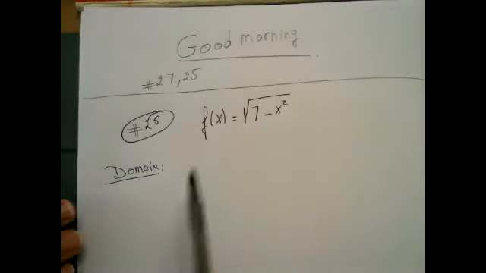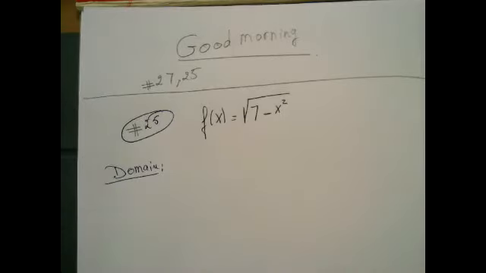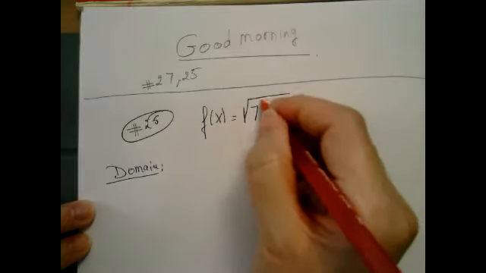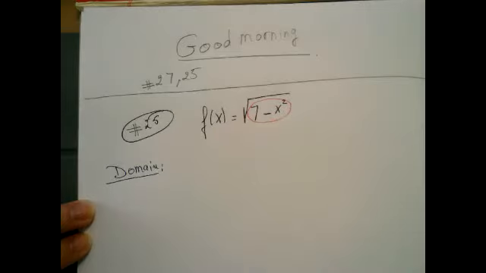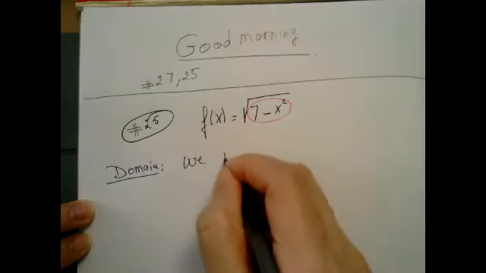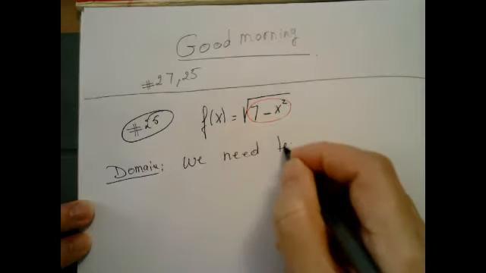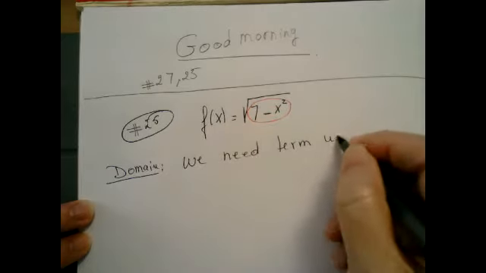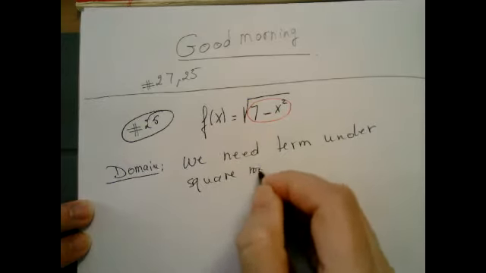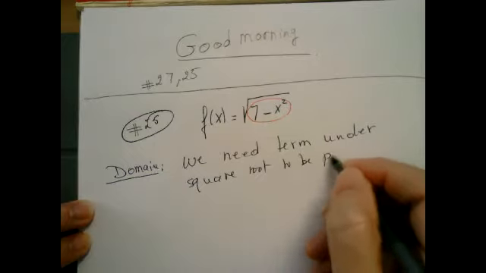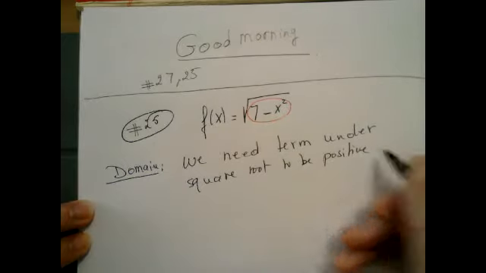All right, the domain. What's the domain here? Which x's will be allowed in this scenario? The minute we have a square root, the condition we should put is we want this expression right here, the one under the square root. So we need the term under the square root to be positive. To be positive. That's really what I need. Otherwise, things don't make sense.